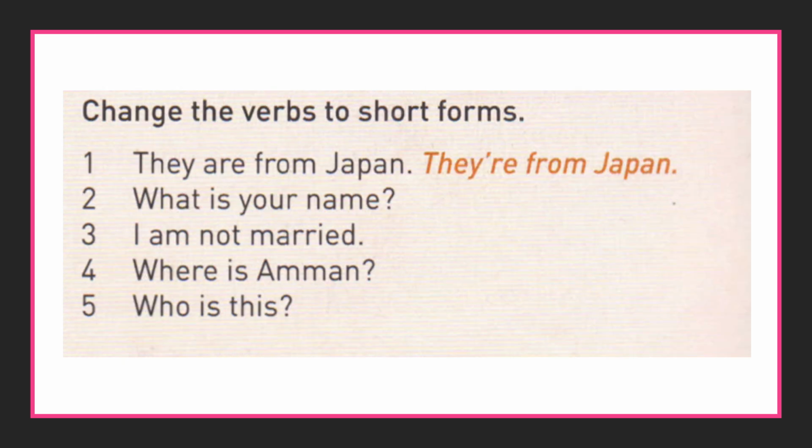Next exercise, change the verbs to short forms. For example, they are from Japan. How to make it short? They apostrophe re from Japan, and then full stop. And always remember a sentence will start with a capital letter, like capital T, and it ends with a full stop.